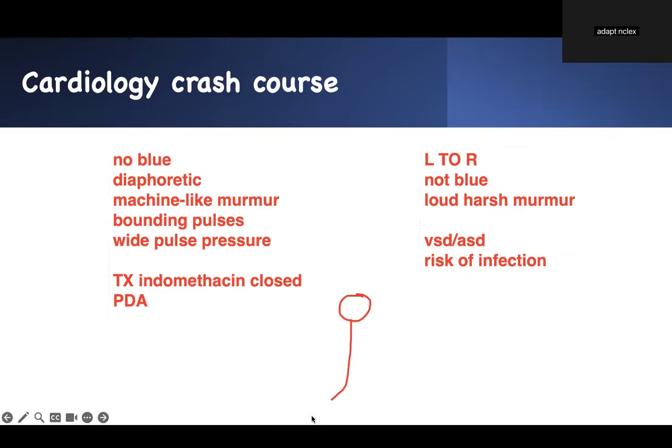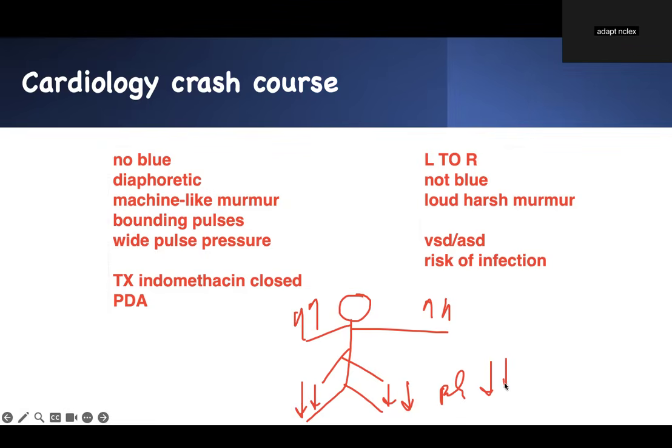The striking thing about this kid is when you check their blood pressure in their arm, it is way high. So, high blood pressure in the upper extremity. When you check the blood pressure in the legs, it's very low. When you check the pulses too, very low. And when you check in the arm, it's bounding pulses. So, oh, this is weird. This is what we call coarctation of the aorta. Coarctation of the aorta.